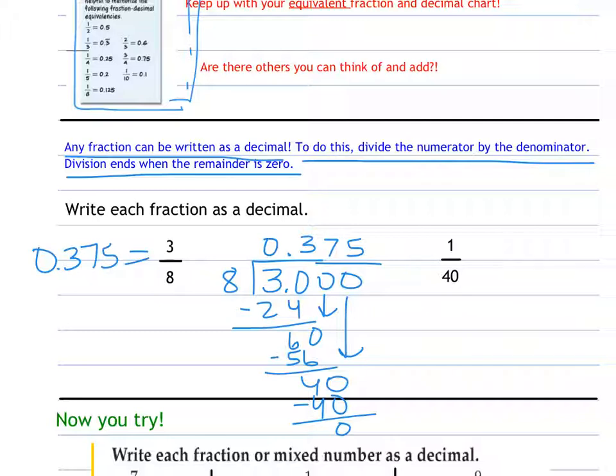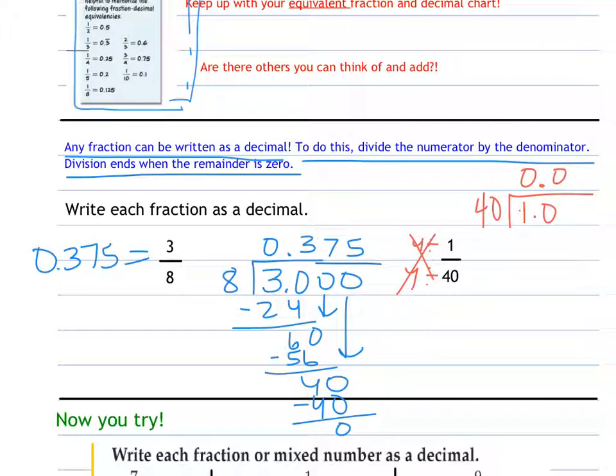Next one, 1/40. 40 doesn't easily go into 10,000. Now, if we could divide this by 4 to get 10, that would work, but we cannot divide 1 by 4. So that way wouldn't work. You would end up with a decimal, and we don't want that. So we're going to have to do some division. Numerator goes on the top, denominator on the outside. 40 can't go into 1, so I put a 0, add a decimal, and add a 0 behind it.